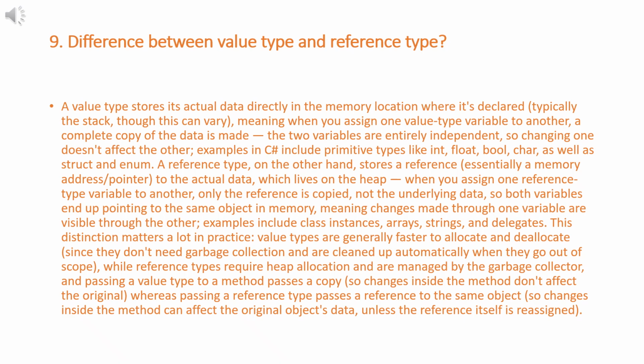This distinction matters a lot in practice. Value types are generally faster to allocate and deallocate, since they don't need garbage collection and are cleaned up automatically when they go out of scope, while reference types require heap allocation and are managed by the garbage collector, and passing a value type to a method passes a copy, so changes inside the method don't affect the original, whereas passing a reference type passes a reference to the same object, so changes inside the method can affect the original object's data, unless the reference itself is reassigned.